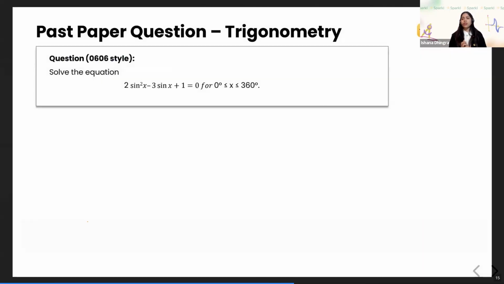This is one question from trigonometry. Can anyone tell me what should be the first step while solving this question? Yes, Anaya, just the first step I need. You substitute sine x as another variable. So like, I don't know, a. Okay, perfect. Can we substitute sine x as x?